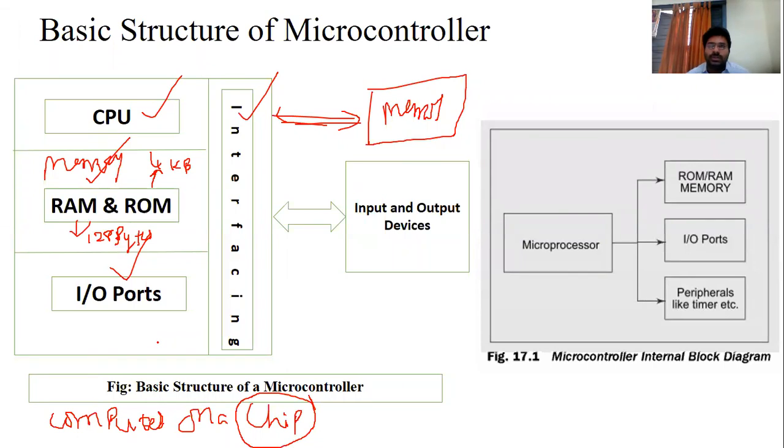You know that in the 8086 or 8085 microprocessor, you connect external devices like memory as well as input output devices. You require interfacing devices like the 8255 PPI, the 8279 keyboard controller, the DMA controller, and the PIC controller. But this 8051 has the inbuilt structure of all of these input output ports.